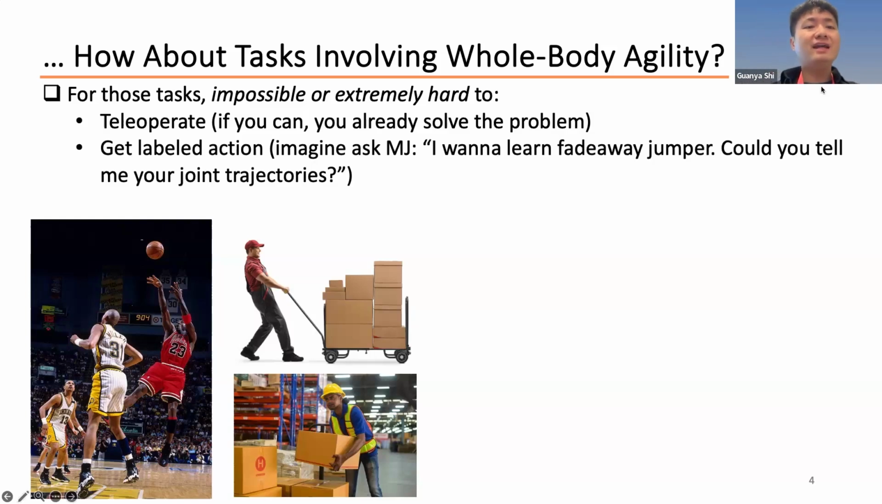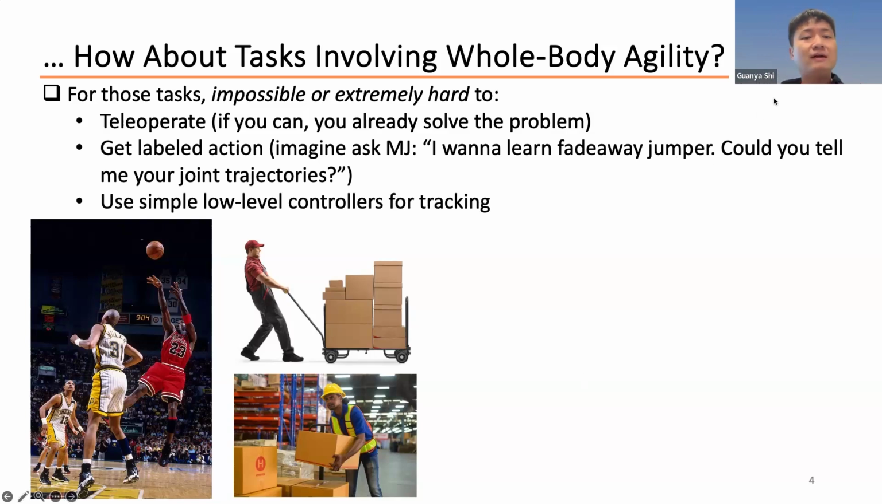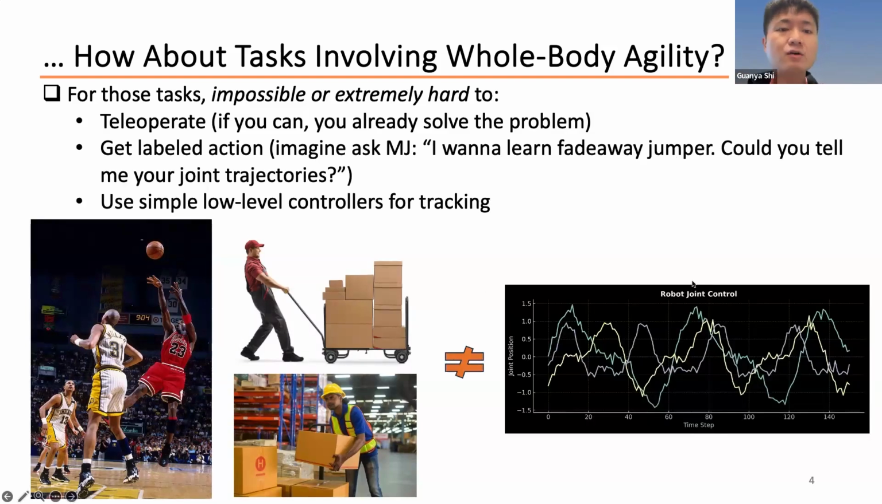And it's also very hard to get labeled actions, right? Imagine if we ask Michael Jordan, hey bro, I want to learn the fadeaway jumper, could you tell me your jump trajectories? He would probably think I'm insane, right? It's very hard to get labeled action for free. And it's also very hard to use a simple low-level controller like PD or IK for tracking. Even if you get labeled action like a jump trajectory, you don't know how to realize it on your robot. So all these human videos or human demos don't directly give you robot joint control, which is what we actually need to unlock this agility.